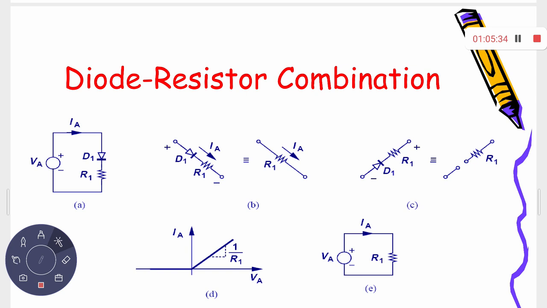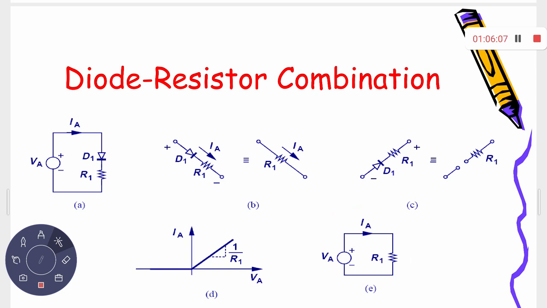Since both of them are in series, what will be the effective resistance? Either R1 or infinite? 0 plus R1 is R1, and infinite plus R1 will be infinite. So in one case you have this equivalent resistance overall, in the other case you have an open circuit, and then R1. So overall resistance is equal to infinite.